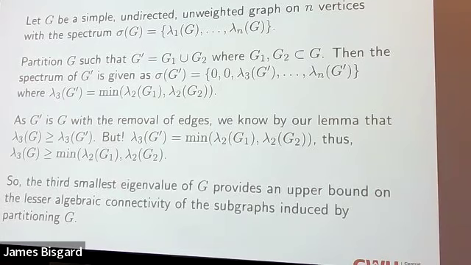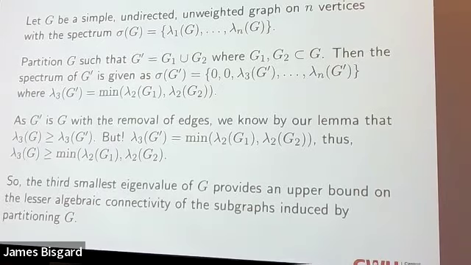So we know that lambda 3 of G bounds from above lambda 3 of G prime. But also, lambda 3 of G prime is just the minimum of these 2 algebraic connectivities. So that means that lambda 3 of G prime is always greater than or equal to the minimum of lambda 2 of G1 and lambda 2 of G2. So that means that the 3rd smallest eigenvalue of G provides an upper bound for the lesser of the algebraic connectivities of the 2 subgraphs induced by partitioning G.